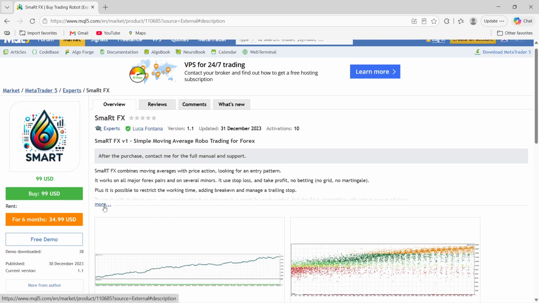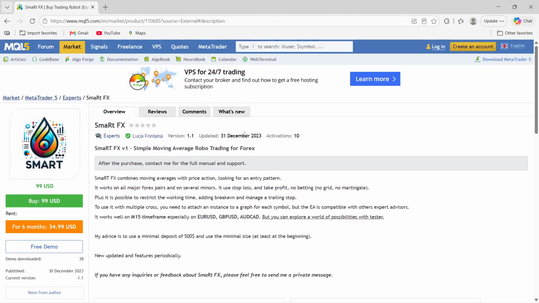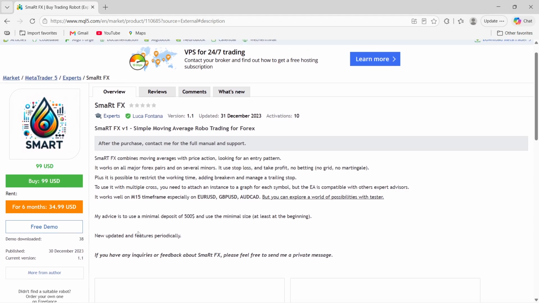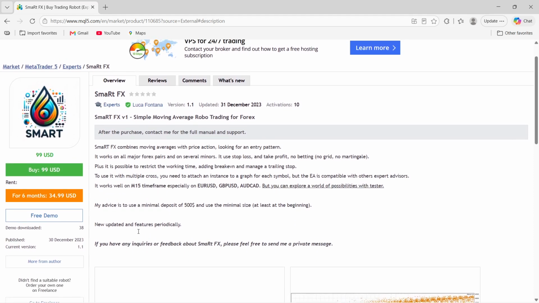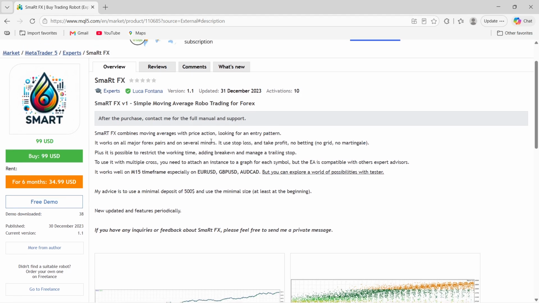Alright, so the SmaRt FX EA for MT5. Let me just expand this so we can see clearly. On the marketplace, it's sold for $99 US. It's presented as a trend following system that combines moving averages and price action to trade the major forex pairs, especially on the 15 minutes time frame, the M15. It promises no greed, no martingale, as you can see over here, and talks a lot about controlled risks, built-in stop loss and take profits, and a kind of smart trade management.